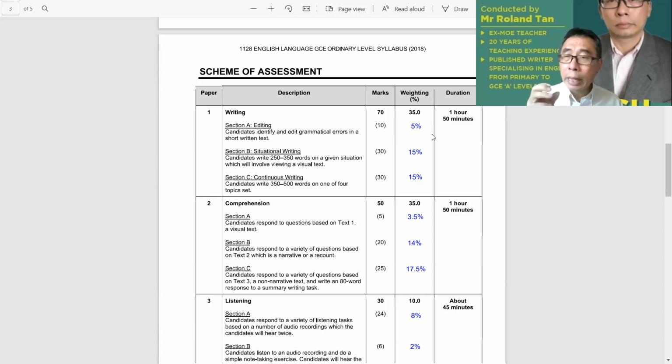guided writing, and compared to your continuous writing, it's definitely easier to score for your SW. So take note of this 15% that you can bag quite easily.